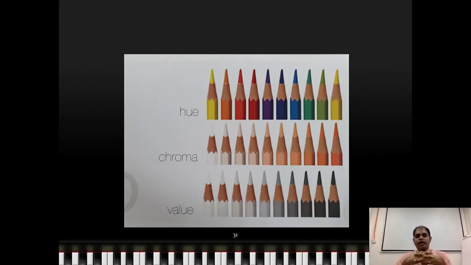Now, we know that any color has a hue, chroma, and value, right? Hue is the color, and chroma is the saturation, how yellowish it is. More chroma means more yellowish, and value means high to low. If someone says that this color has a high value, it means it shows a greater light in front of you. If the color has a low value, that means it has a lower light coming from that structure.